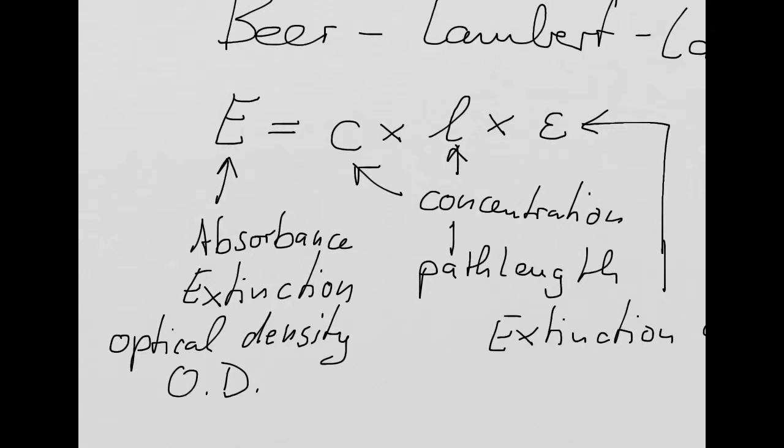Wavelength, no. There is no wavelength in the Beer-Lambert law, right? Never ever multiply or divide by the wavelength. It's a criminal act. You will be persecuted for that. So, wavelength is taboo. It's forbidden.